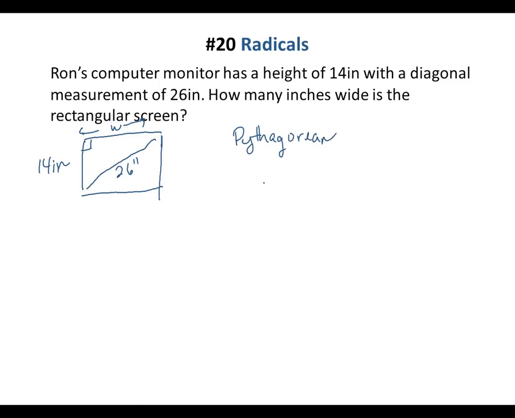Okay, Ron's computer monitor has a height of 14 inches with a diagonal measurement of 26 inches. How many inches wide is a rectangular screen? So the screen's rectangular. You guys know this, right? That computer screens are measured diagonally, usually, 26 inches. So they want to know how many inches wide it is. So they want to know this width right here.